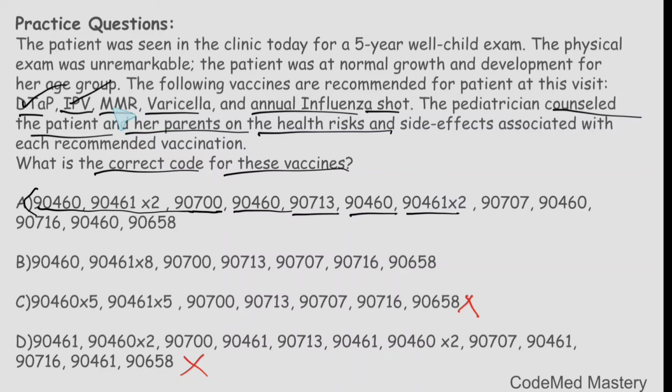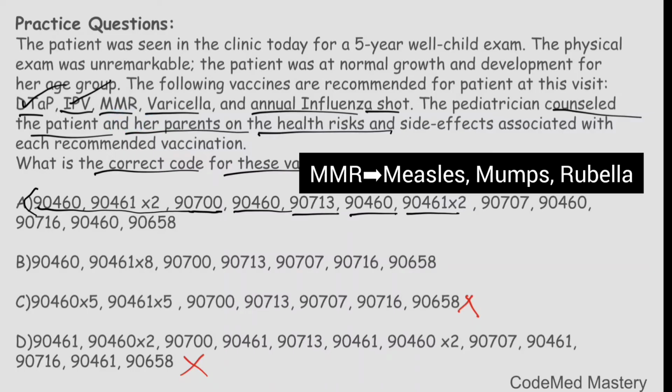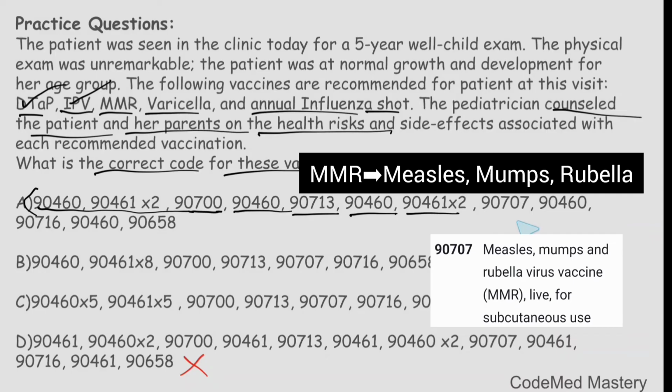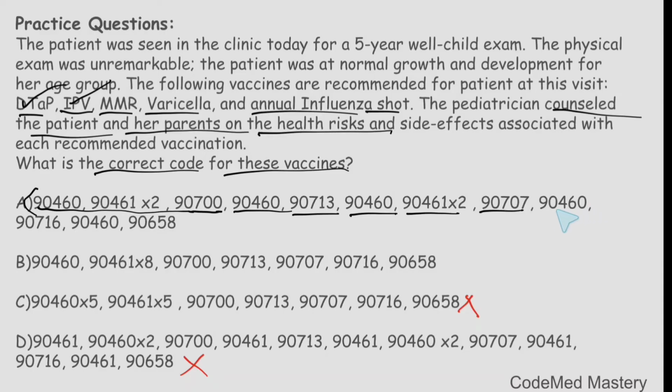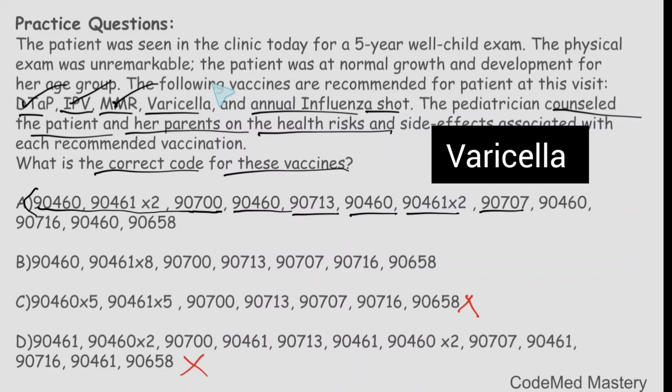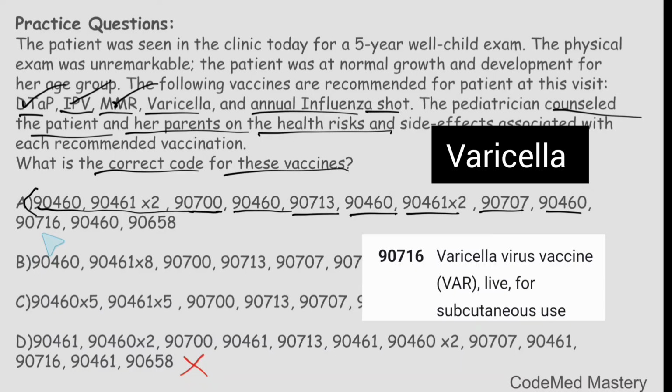That is for MMR. So MMR has 3 components: measles, mumps and rubella. So for measles, first component they coded 90460. For remaining 2 components, they used the code 90461 into 2. And this is for the vaccine code 90707, that is for measles, mumps and rubella virus vaccine. So this is done. Then they have coded 90460, which is for varicella. Okay, so varicella has one component, so they used 90460, and 90716 is the vaccine code. That is varicella. This is also right.